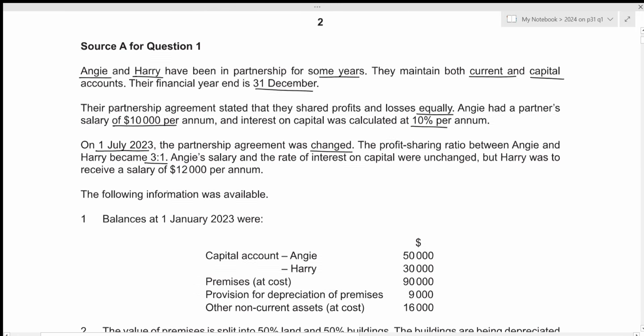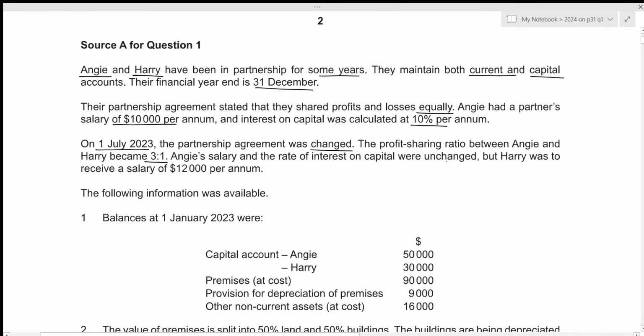Previously, it was 1:1. Angie's salary and the rate of interest on capital were unchanged, but Harry was to receive a salary of 12,000 per annum. Previously, only Angie had received a salary of 10,000. Now we also need to pay Harry a salary of 12,000 per annum. The following information was available.